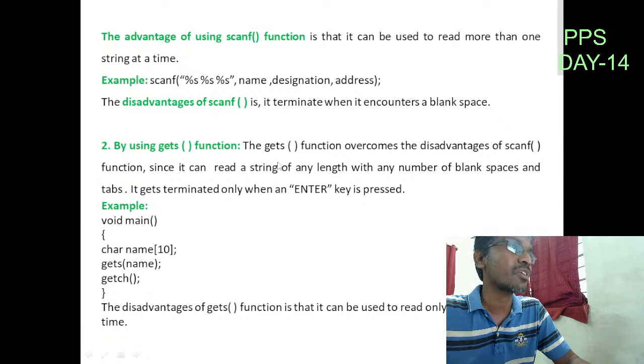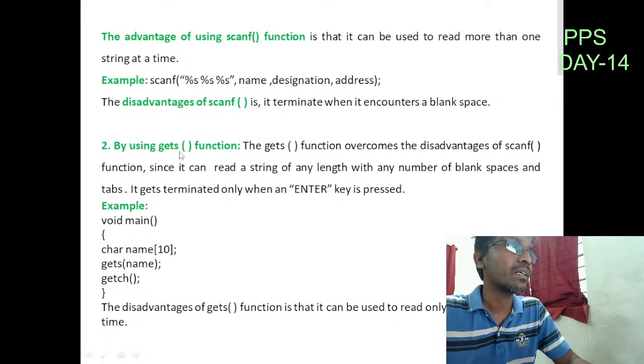Now coming to the gets function. The gets function overcomes the disadvantages of the scanf function. Here it can read a string of any length, with any number of blank spaces and tabs. Whereas in the scanf function, if you provide any blank space, it will terminate. The gets function overcomes that disadvantage.